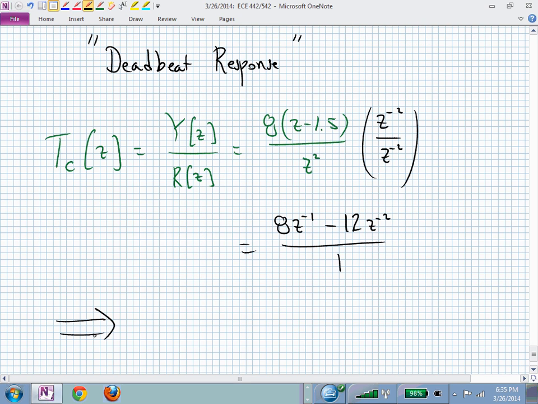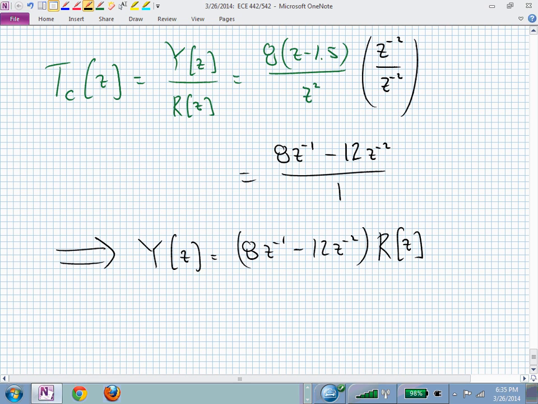So that now, if I cross multiply, I have Y of Z times 1 is equal to 8 Z to the minus 1 minus 12 Z to the minus 2 times R of Z. That's in the frequency domain, but we can put that very quickly into the time domain in order to get a difference equation. And with difference equations, all we have to do is recursively number crunch, and we can get an answer.